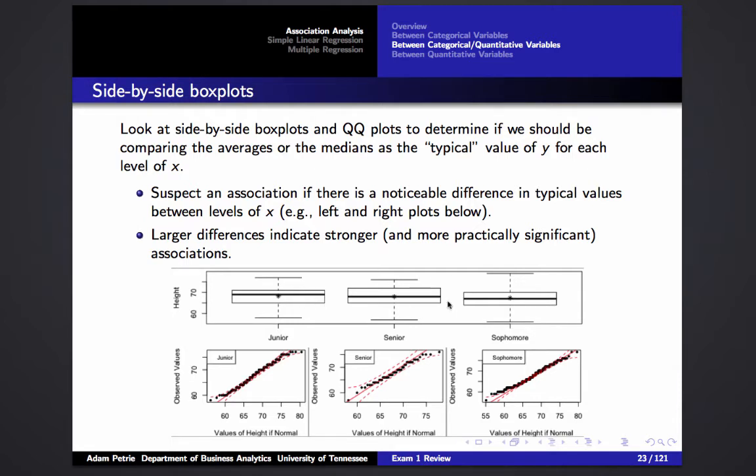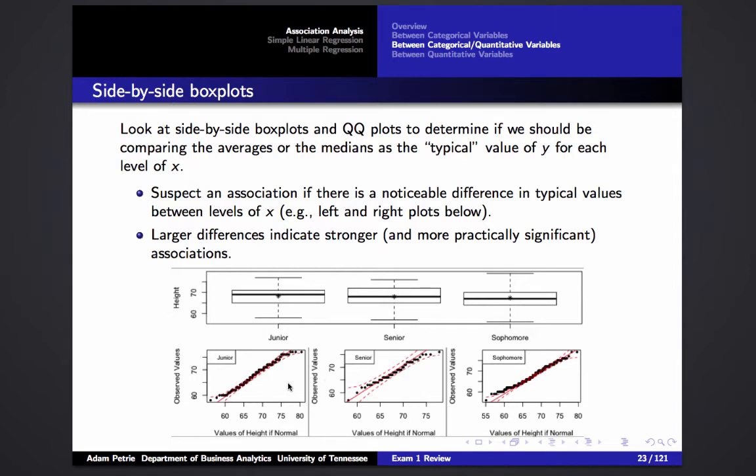All right, so we scan the side-by-side box plots just to see how different they are, and then we make the assessment of what we are actually comparing. Are we comparing averages, or are we comparing medians? Basically, is the distribution of y values for each level of x well described by a normal curve, or is that not the case? And so here are the QQ plots that we focus in on.